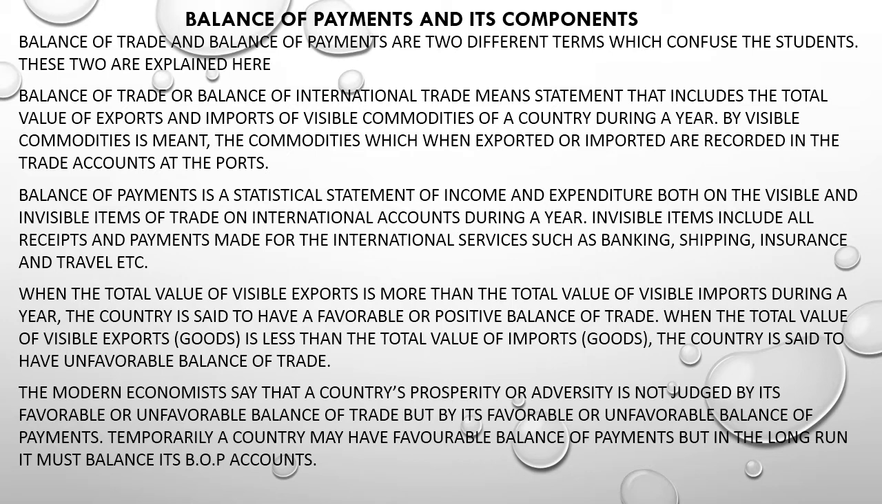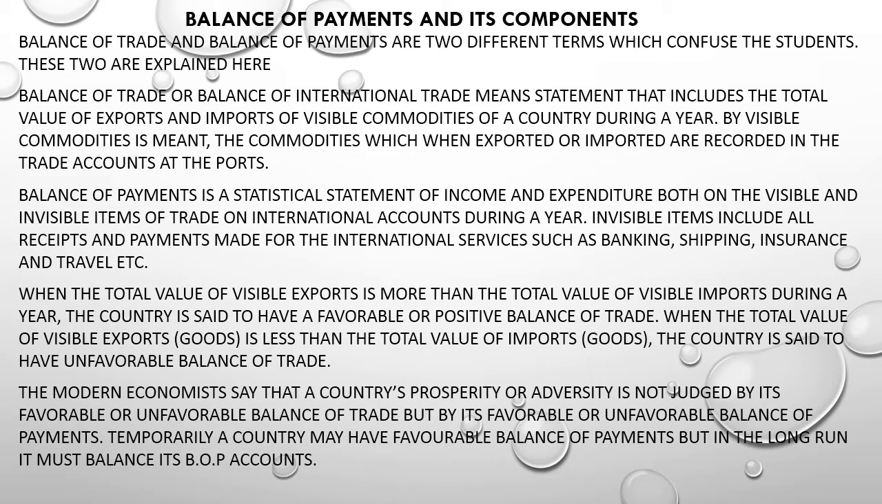Balance of payments is a statistical statement of income and expenditure both on the visible and invisible items of trade on international accounts during a year. Invisible items include all receipts and payments made for international services such as banking, shipping, insurance, and travel, etc.